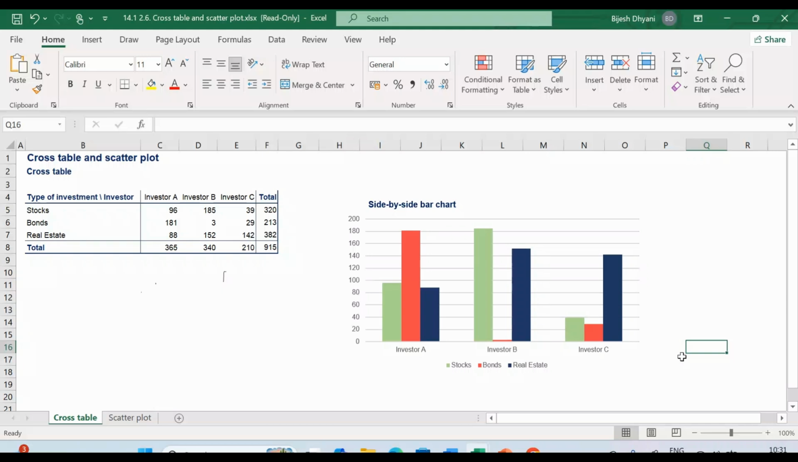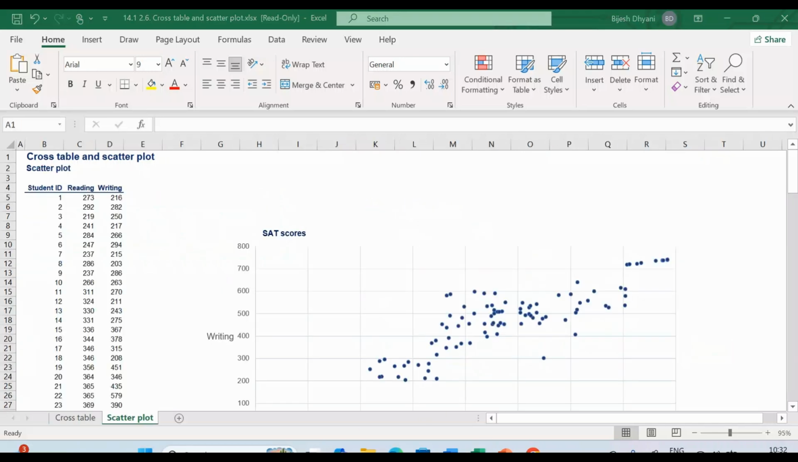All graphs become easy to create and interpret once you have identified the type of data and chosen the appropriate visualization technique. We are going to talk about the scatter plot. Finally we come to a very important graph, the scatter plot. A scatter plot is used to represent two numerical variables.